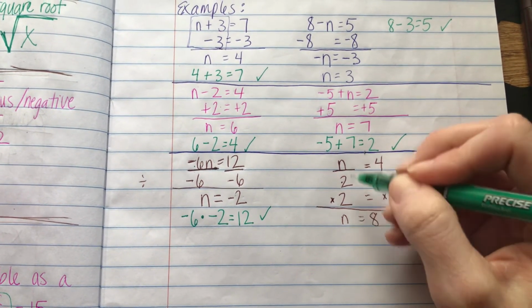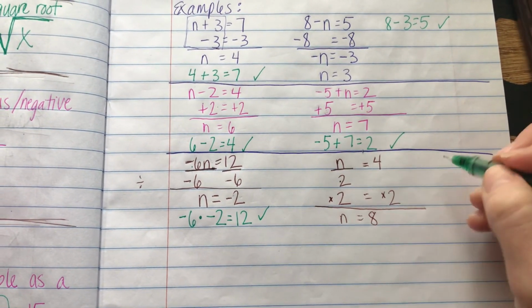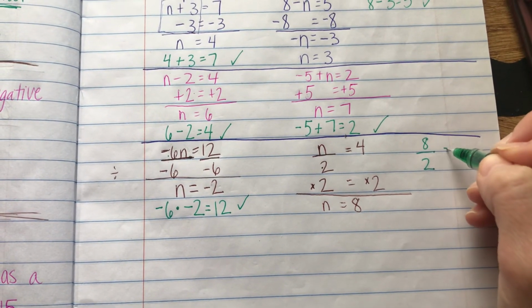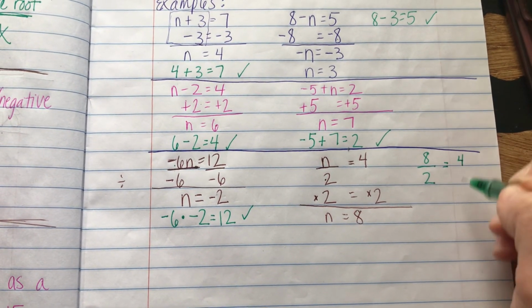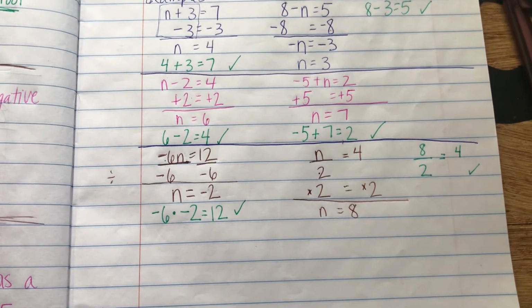And we can check it if we put 8 back in place of n in the original equation. So 8 over 2 equals 4. And is that true? Yes. 8 divided by 2 does equal 4.